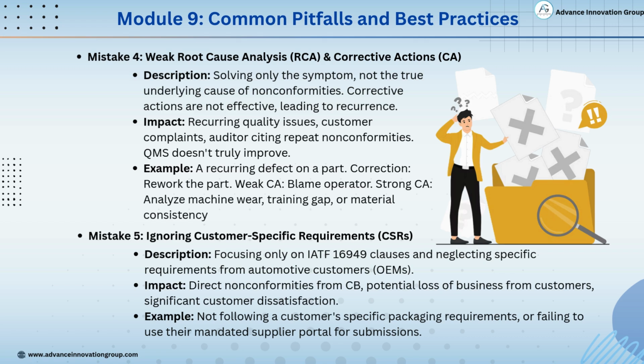Example: a part keeps failing. The correction is, rework it. A weak CA would be blaming the operator. A strong CA would be to analyze things like machine wear, training gaps, or material consistency. Mistake 5. Ignoring customer-specific requirements, CSRs. Description: some companies focus only on IATF 16949 clauses and ignore the specific requirements of automotive customers, OEMs.